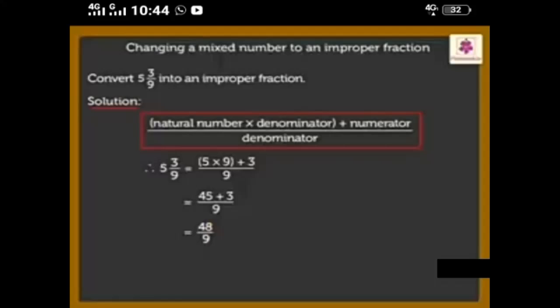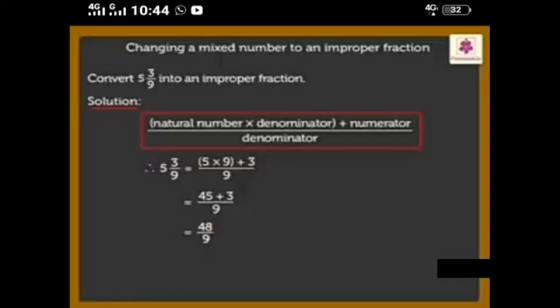Natural number, which one? 5. 5 into 9 plus 3 by 9. 5 nines are 45. After multiplication, add the numerator. 45 plus 3 is equal to 48. But the denominator is the same.